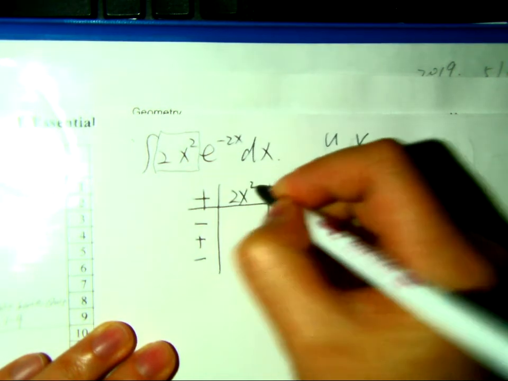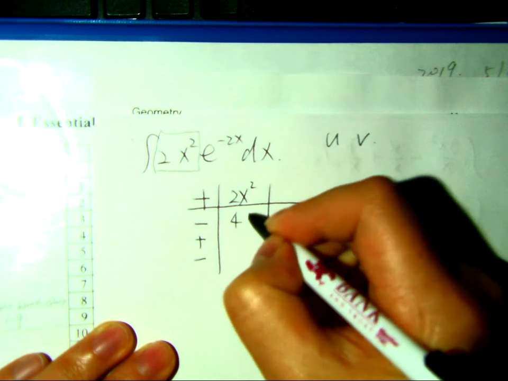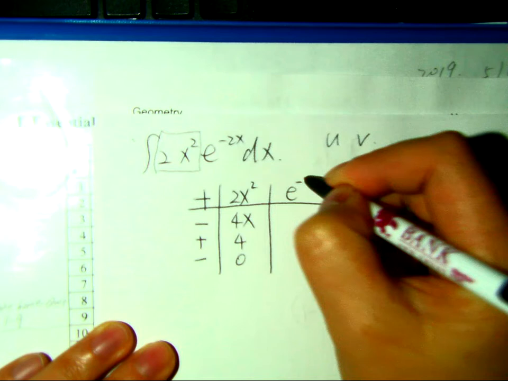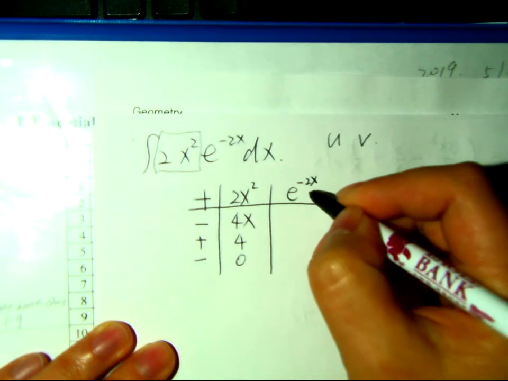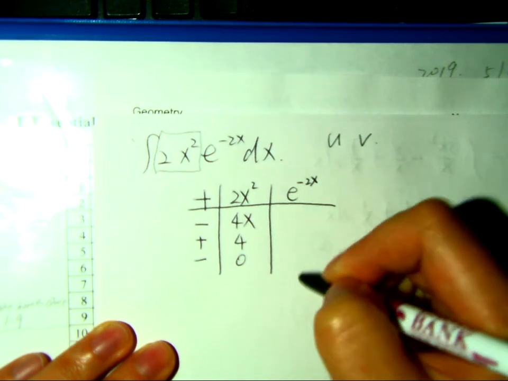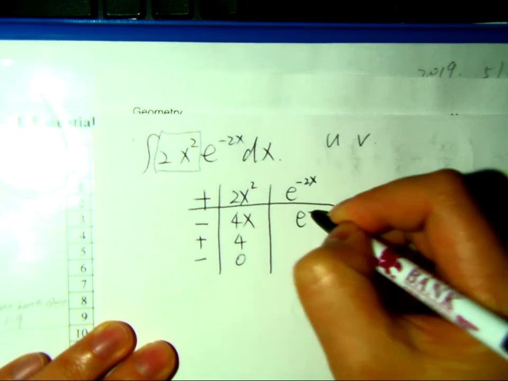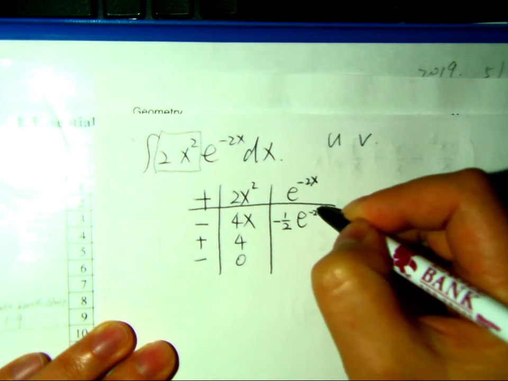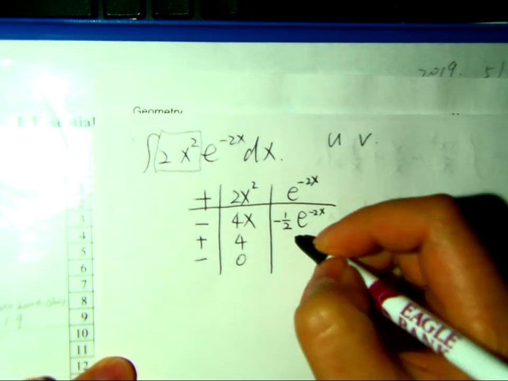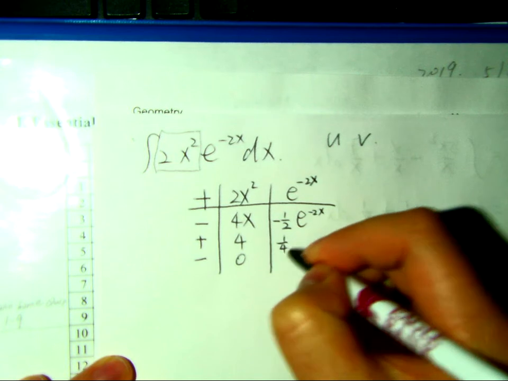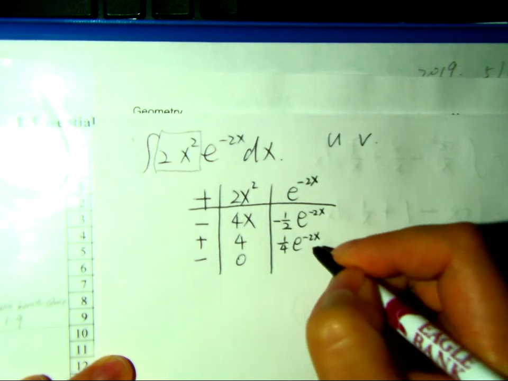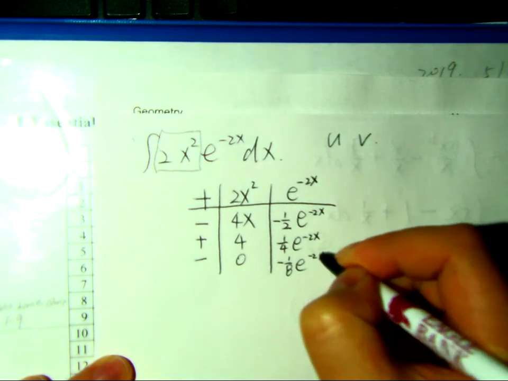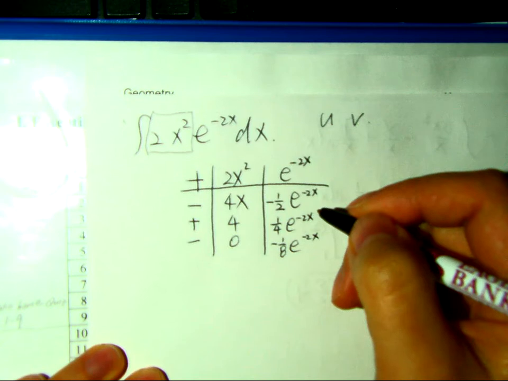So 2x squared here. Derivative of this is 4x and 4 and 0. So the last one will be e power negative x, and we're taking the integral of this term multiple times. So the first time will be e power negative 2x, but you should have a negative 1/2 in front. You apply the chain rule. Next one will be 1/4 e power negative 2x. And then when you do one more time, it will be negative 1/8 e power negative 2x. And then you're able to have your answer.